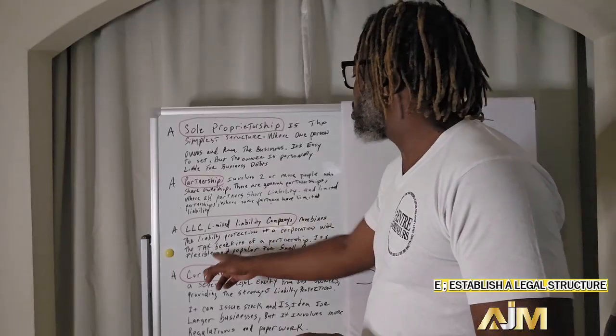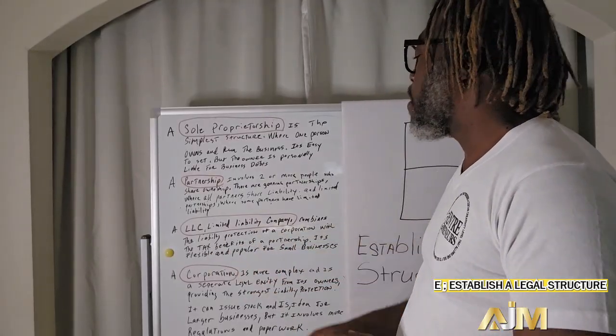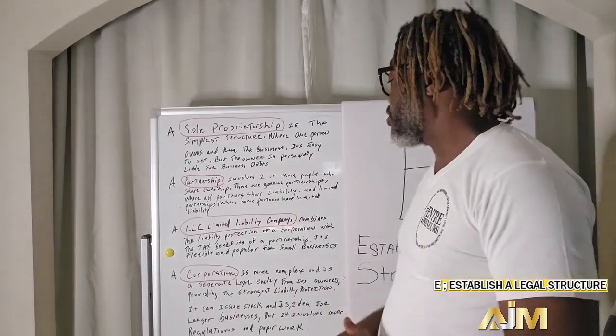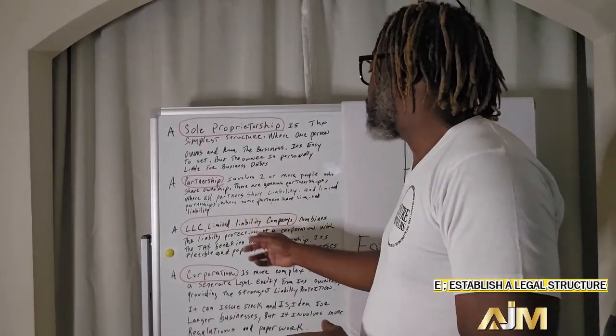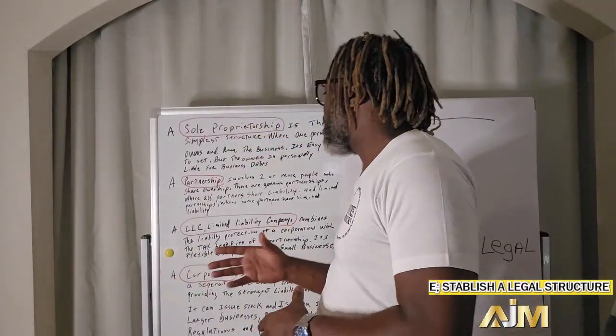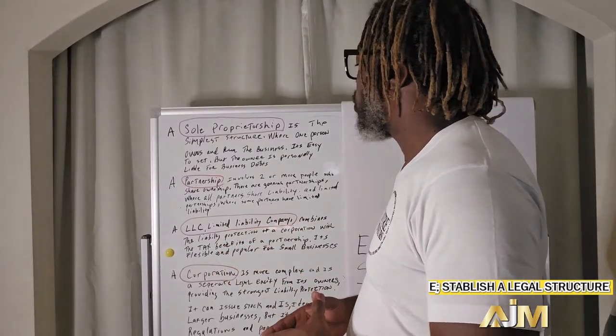It's flexible and popular for small businesses. Listen to what this says now. It combines the liability protection of a corporation. Okay, guys, when you're an LLC, guess what? You're not liable for the debt, just like a corporation. A corporation means that you are separated. So that means the corporation is responsible for all debt or liability that the company creates. Because remember, the corporation is an entity all by itself.